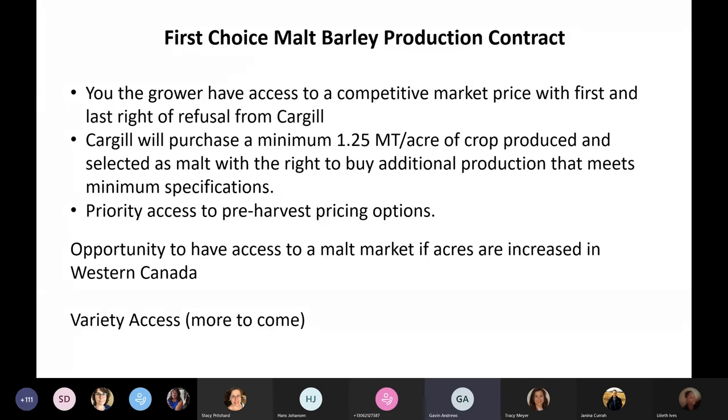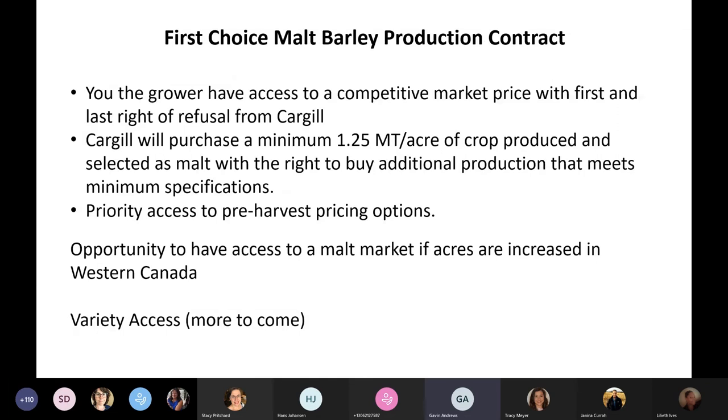I just wanted to cover off our first choice program. So on the Cargill malt program, we should be rolling out our first choice malt barley production contracts over the next week or two. Growers might have used this contract in the past. It may or may not have worked for your farm, but I look at having it as, I want to make sure that I have our feet in with every market that we can.